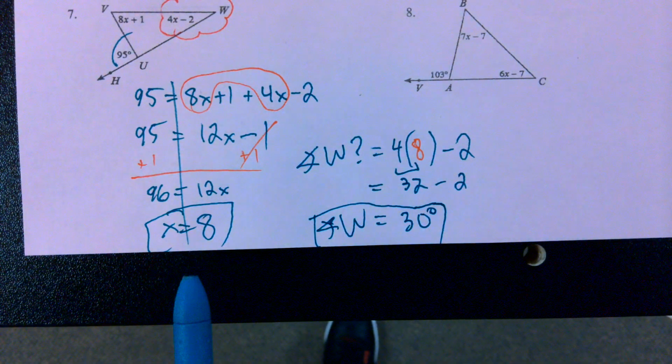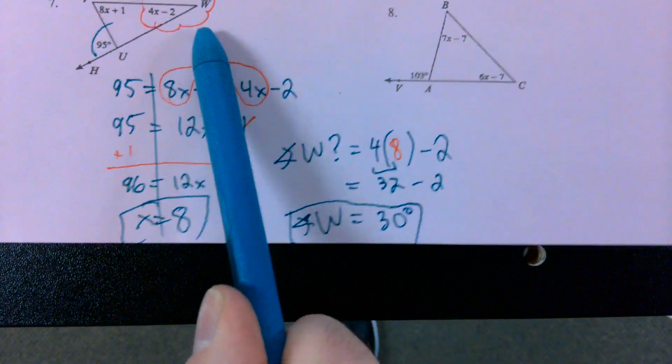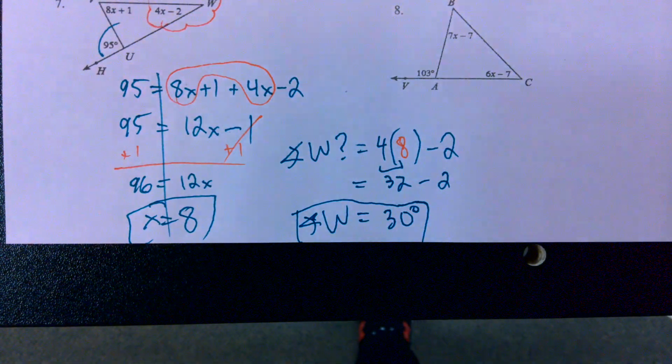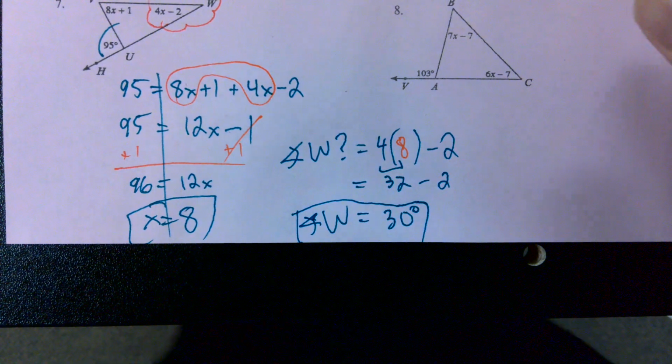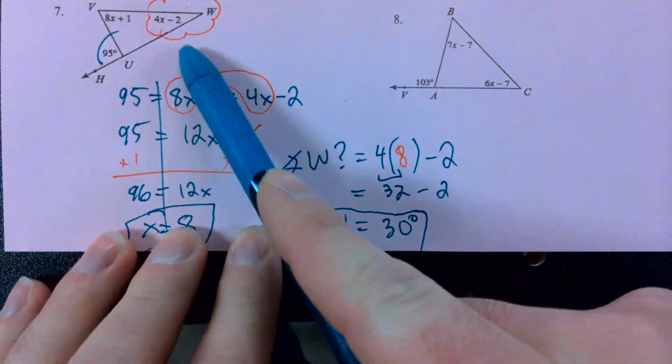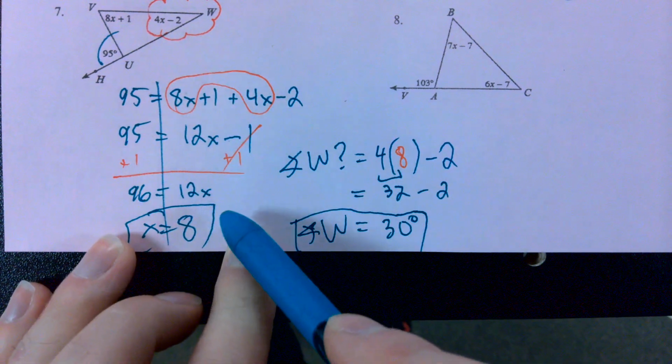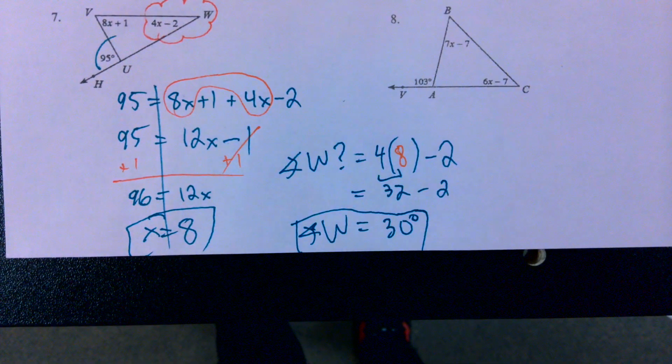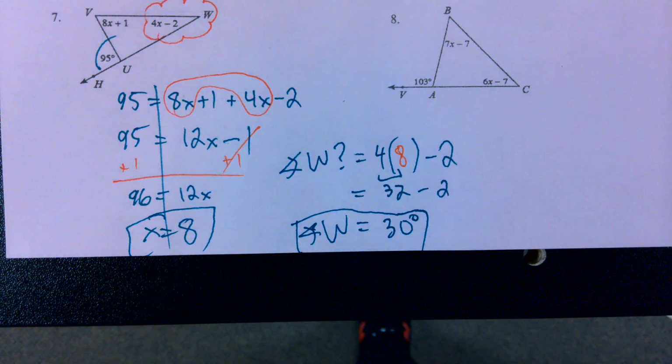So x is equal to 8, but if I were to ask you what is the measure of angle W, you'll just have to take that value of x and plug it in. Does that make sense? Whatever the expression is for W, take the x that we found, plug it right in, and solve. That is something you have to do tomorrow on the test. So please make sure you understand what I'm talking about right now.